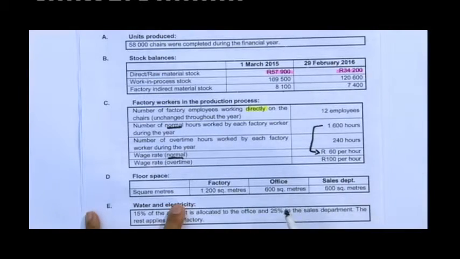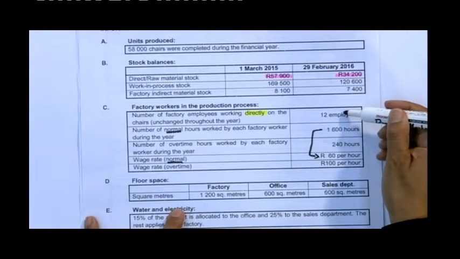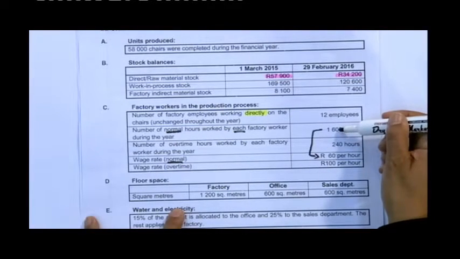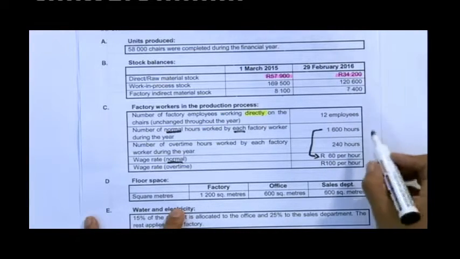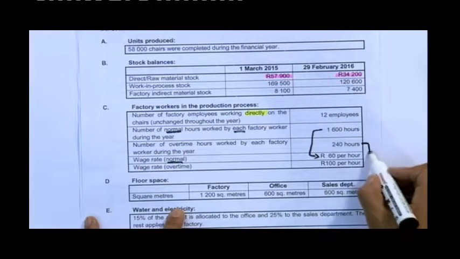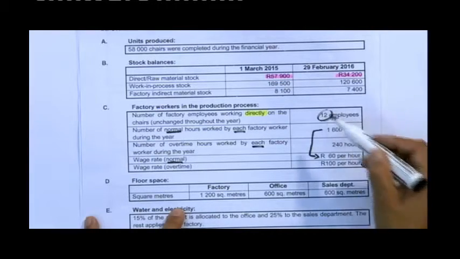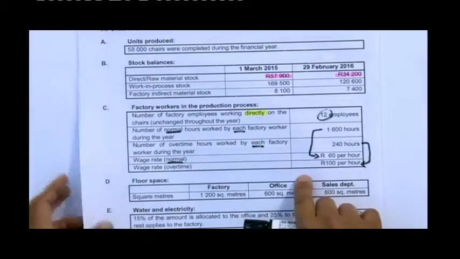I'll work it out with you now. Each employee worked 1,600 hours and earned 60 Rand per hour. Then I'm going to say 240 hours at 100 Rand. It says each factory worker, how many? 12. Each factory worker worked 240 hours and there were 12 of them.